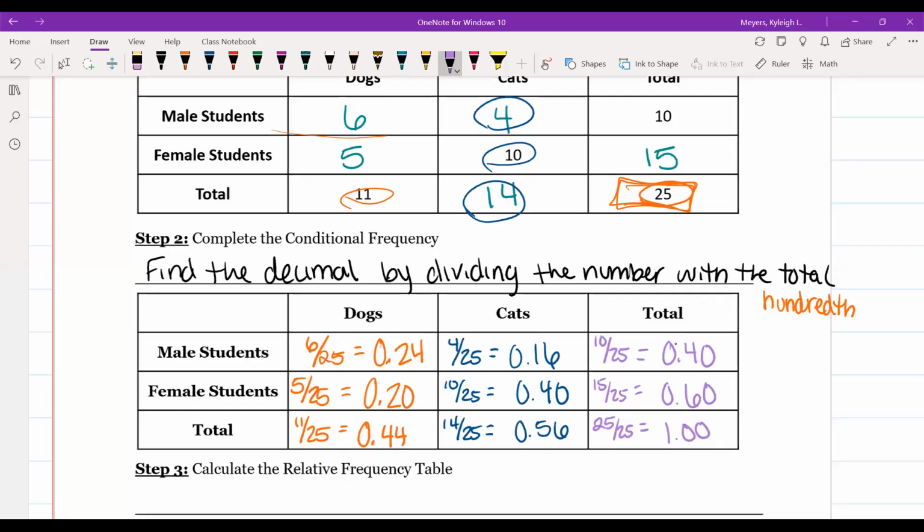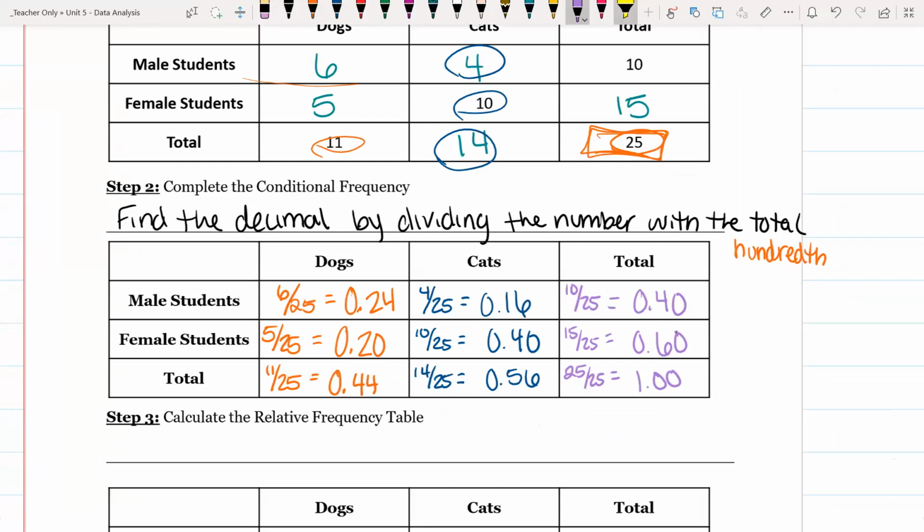All right, so here's the big thing. We are going to want to check our work, right? So after you get all those totals, you're going to want to check. Does 0.24 plus 0.16 make 0.40? Yes. Does 0.20 plus 0.4 equal 0.6? Yep. Okay. Does 0.44 plus 0.56 add up to 1? Yes. So we want everything to add up to 1. Okay, so that's the big thing.